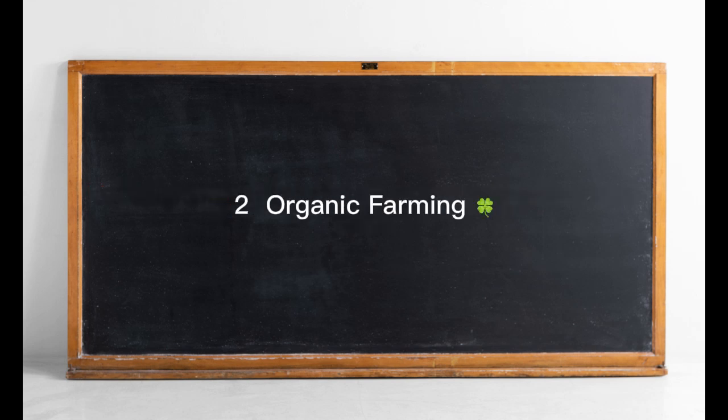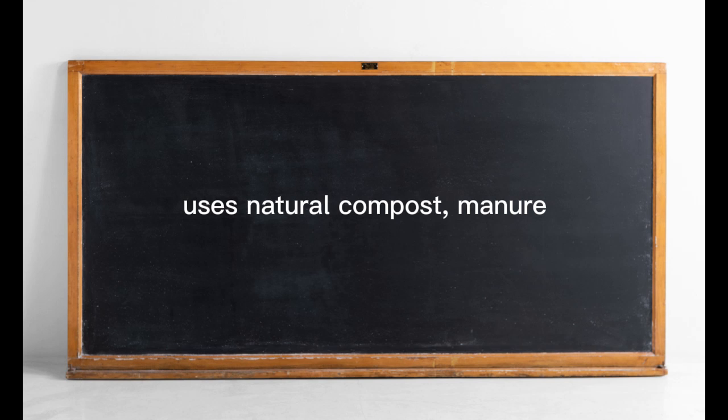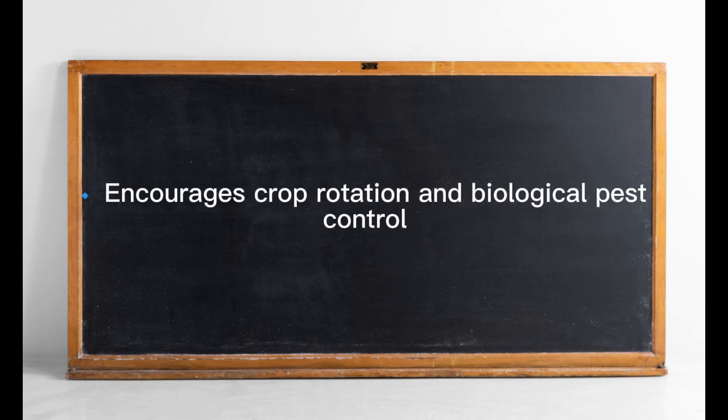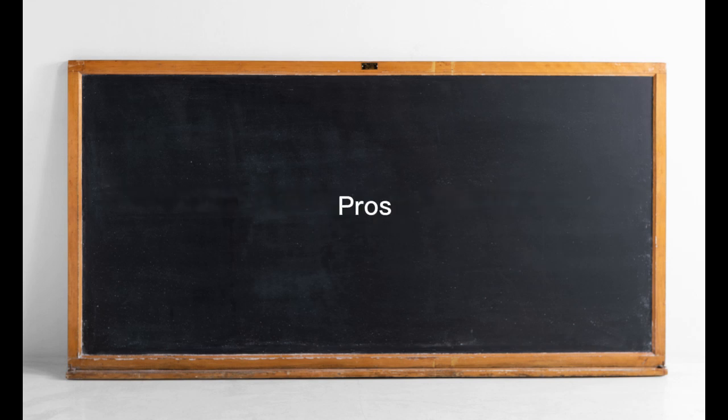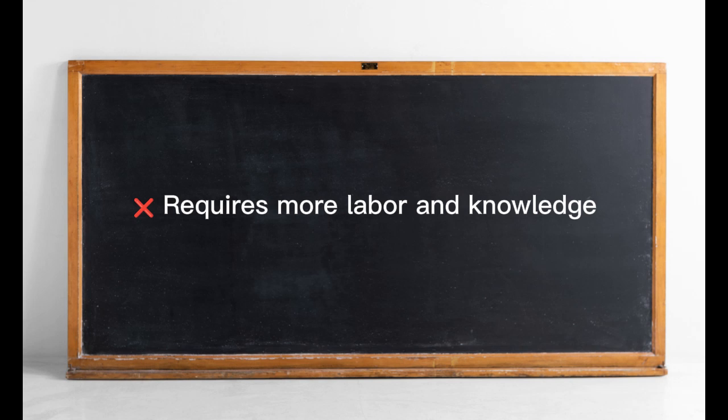Environmental pollution. 2. Organic farming avoids synthetic chemicals, uses natural compost and manure, and encourages crop rotation and biological pest control. Pros: improves soil fertility, reduces health risks from chemicals, environmentally friendly. Cons: lower yields initially, requires more labor and knowledge.